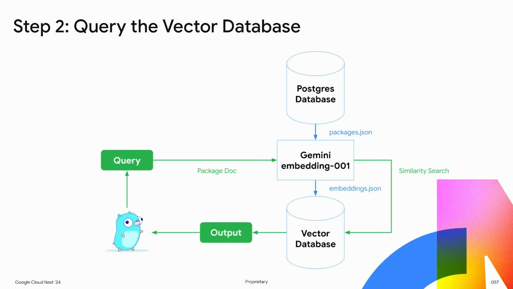OK, so at this point, we've populated our vector database, and we have our index, and we've deployed it to an endpoint, and we have the endpoint address. Now we want to do the other side of this, the part where a user can query the database. So here, we're going to get the query from the user.